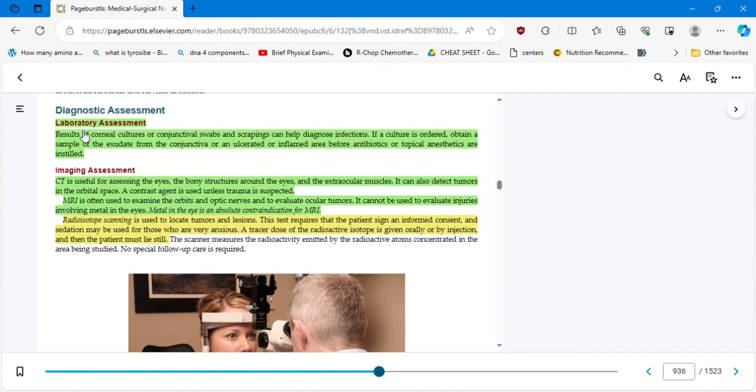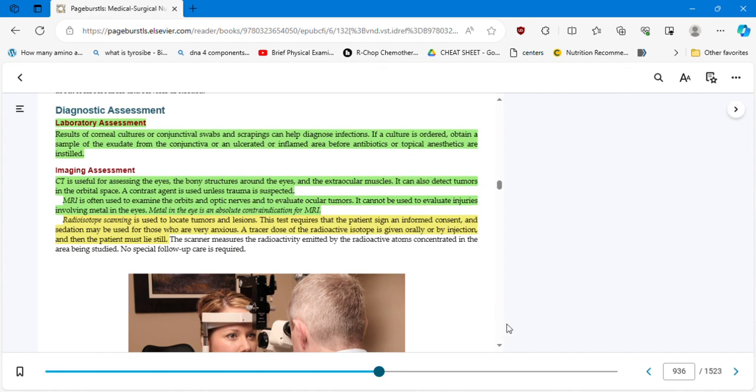In terms of laboratory assessment, results of cornea cultures or conjunctival swabs and scrapings can help diagnose infections. If a culture is ordered, obtain a sample of the exudate from the conjunctiva or an ulcerated or inflamed area before antibiotics or topical anesthetics are instilled.